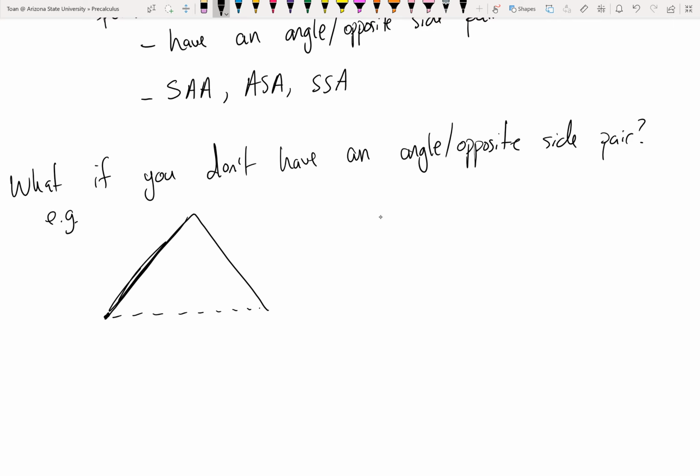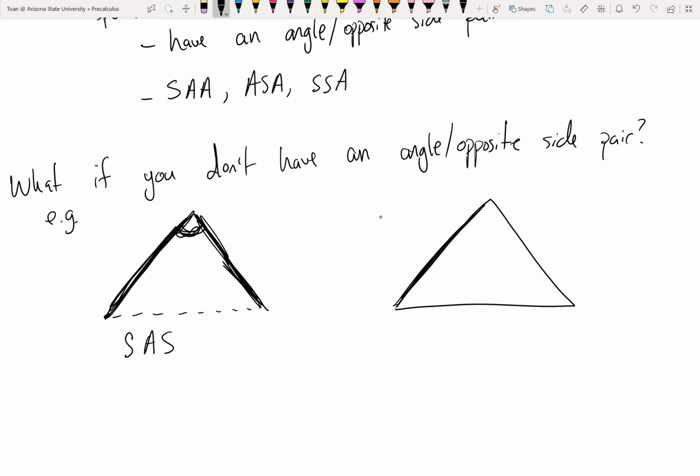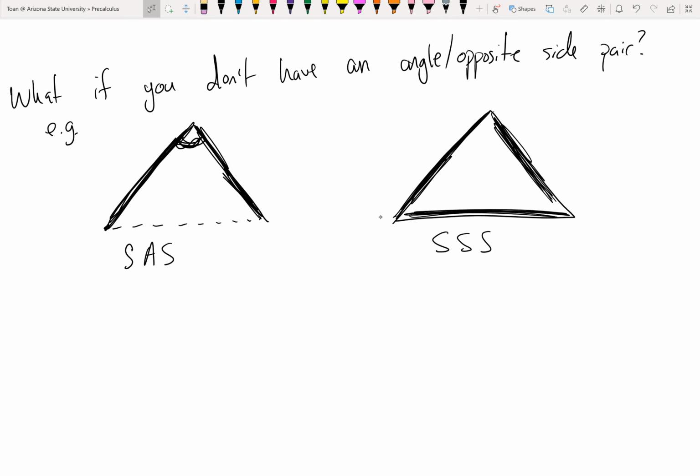So if I give you a side, an angle, and a side, you can clearly see that we do not have an angle opposite side pair. Or if I simply give you all three sides and no angles, then it's impossible to have an angle opposite side pair. So these are the two situations, side angle side and side side side, where law of sines will not work. You're going to have to use a different rule. Well, what is that rule?